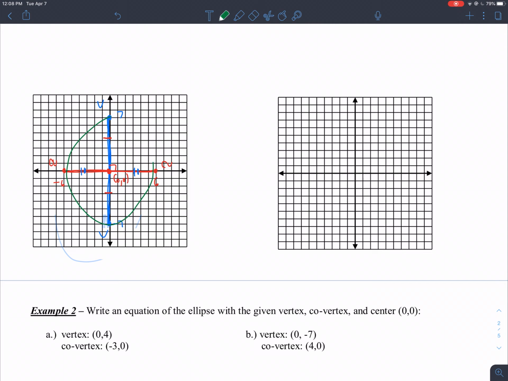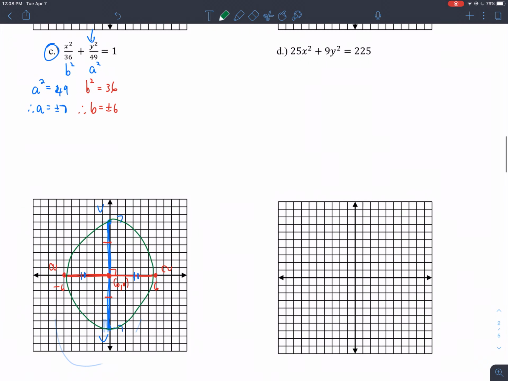Looks like this. Okay, and then the missing part are the foci, and so I have to do c squared equals a squared minus b squared, and I just do the math. Okay. So a squared is 49, b squared is 36. That means c squared is equal to 13. So c is plus minus root 13. And if you do that math, what was that number? Root 13 was about 3.6.